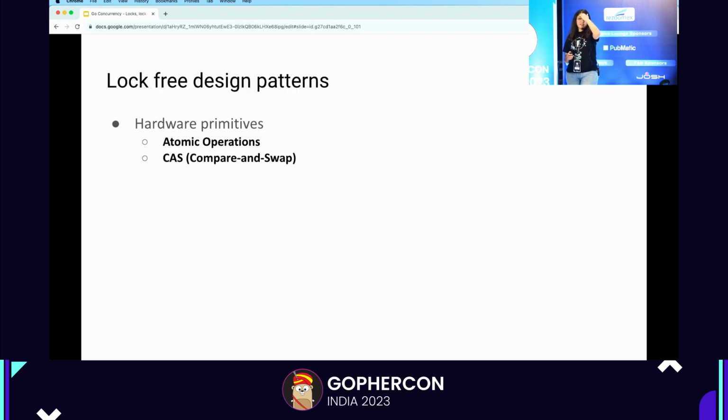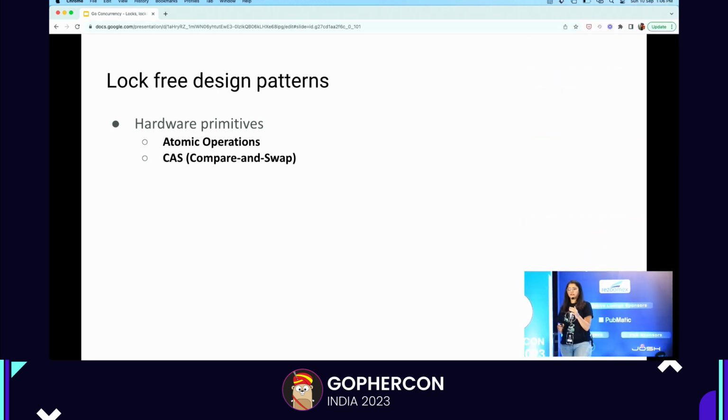So these lock-free design patterns are not some kind of magic, right? We either do synchronization at the software level or we do it at the hardware level. A lot of hardware chips give you synchronization primitives like atomic operations and CAS. As far as I know, CAS is only available on ARM. It is a single instruction. You know instructions have add, subtract, etc. So this CAS is a single instruction. It will read, compare and then swap if needed.